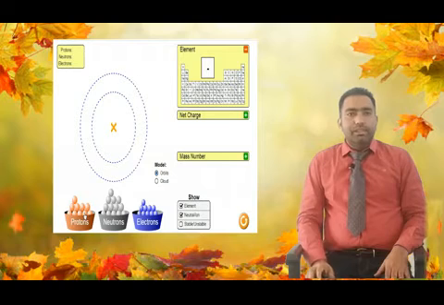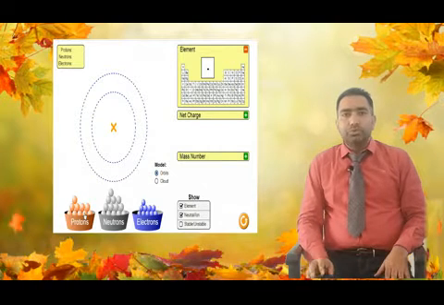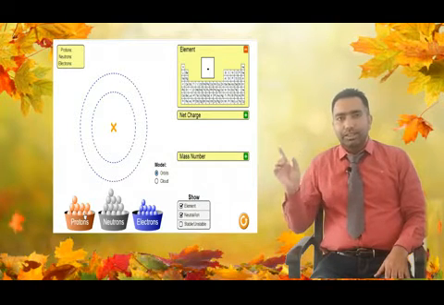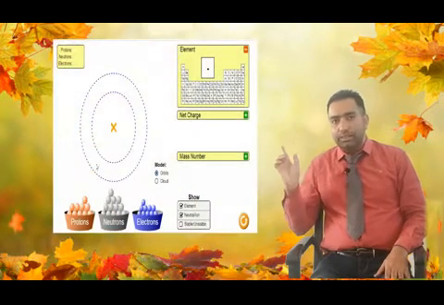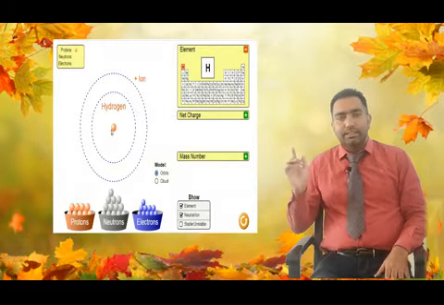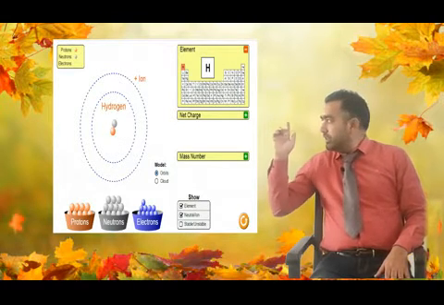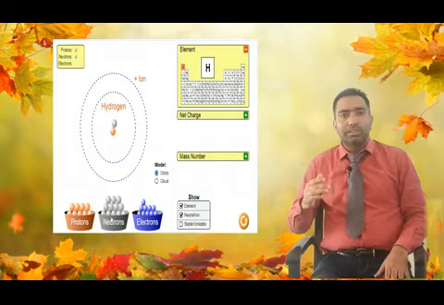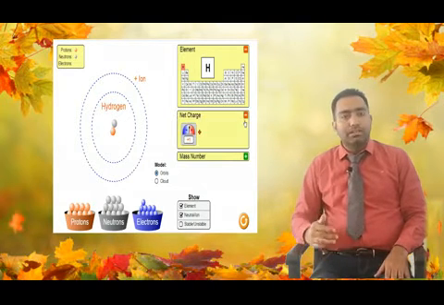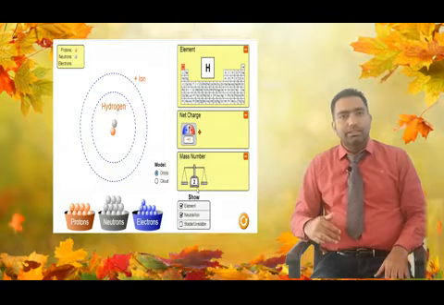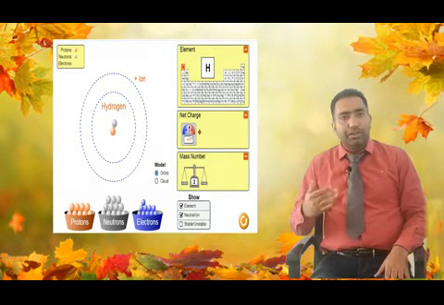Now what we will do, you can see here I have put one proton in the nucleus and one neutron in the nucleus, and on the right side you can see the hydrogen atom has been highlighted in the periodic table, with the net charge +1 and the mass number 2. That is, mass number is the number of protons and number of neutrons.